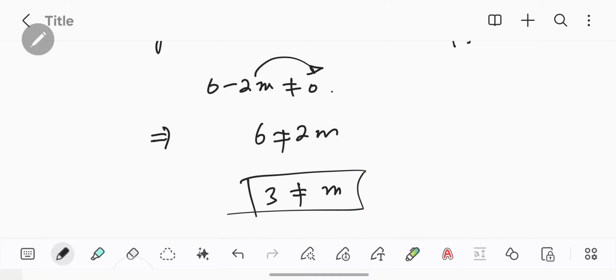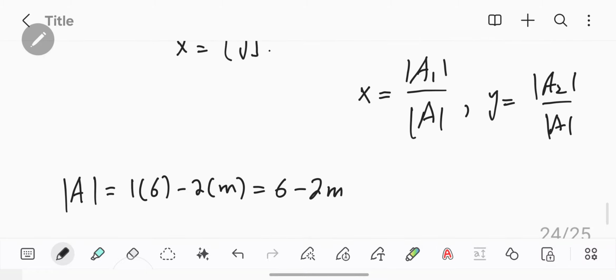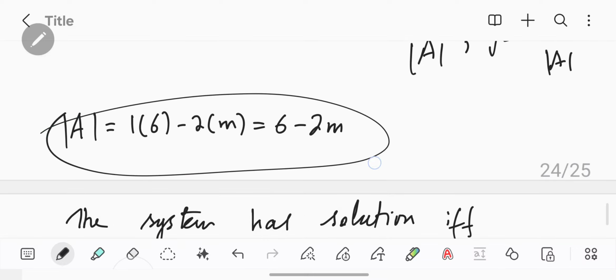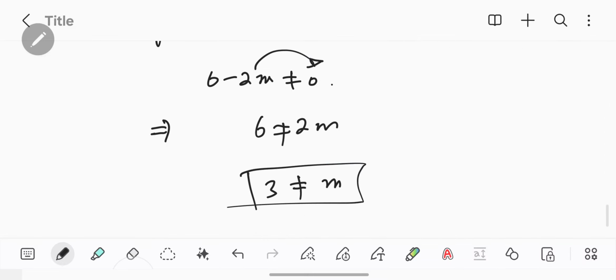So the system is valid for m not equal to 3. You can take any value of m, but 3 is not possible. If m is 3, then this system has no solution, because in that case the determinant will be 0 and the system will be inconsistent. It will have no solution.